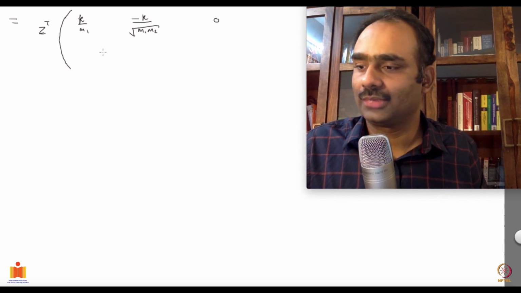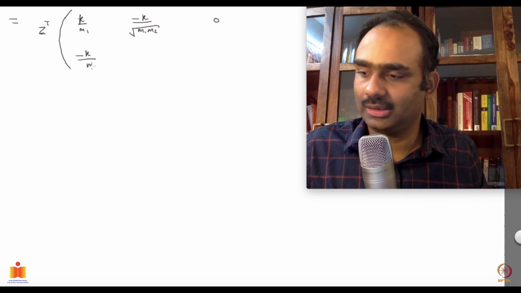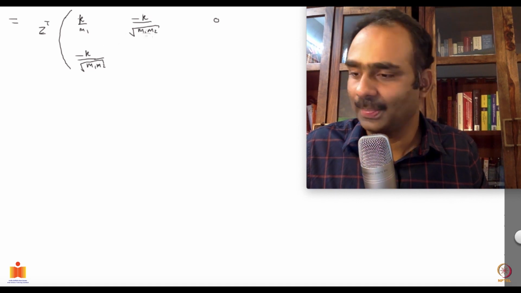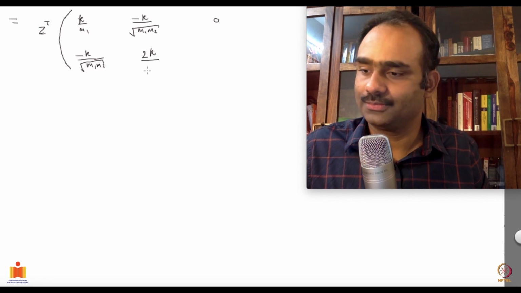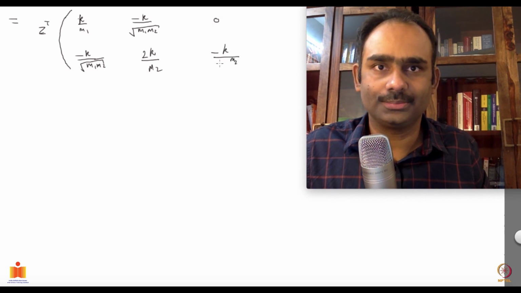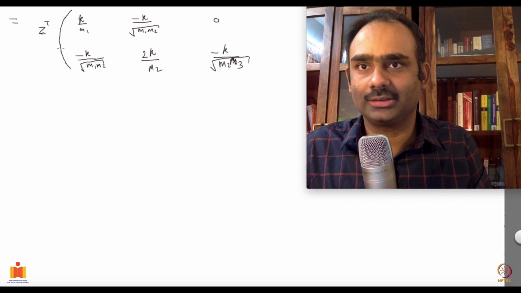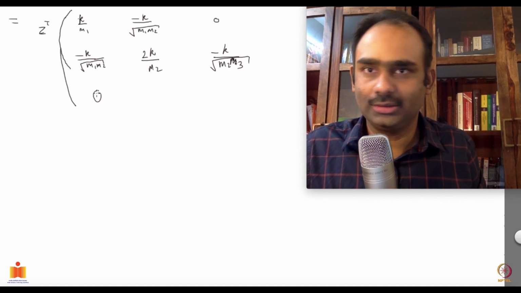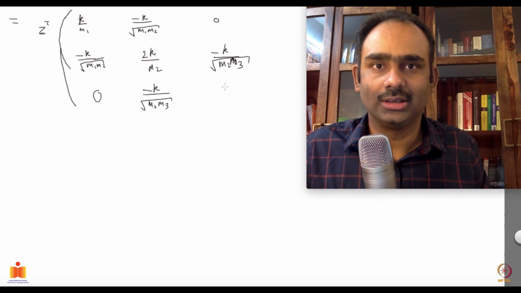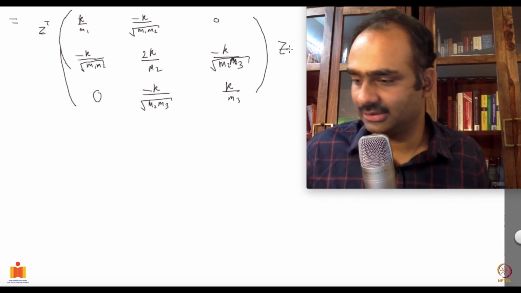And 0, minus K over square root of M1 M2, which is also correct because for it to be symmetric, this is what you should get here. 2K over M2, at least dimensionally this is correct, minus K over square root of M2 M3. The bracket should go something like this. Then you have 0, minus K over square root of M2 M3, K over M3, and then you will have a Z here. Please check that this is correct.